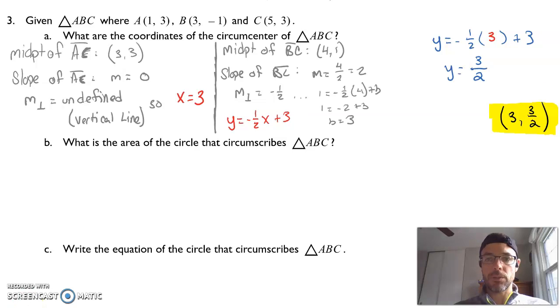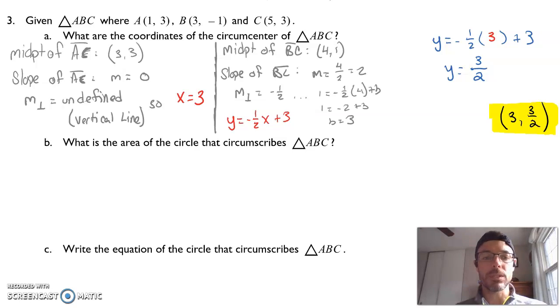From here, I solve the system to find the coordinates of my circumcenter. Plug 3 in. X is definitely 3. Substitute in 3. I get y is 3/2. The circumcenter is at 3, 3/2. Now, I want to find the area of that circle. Well, the area of a circle is pi r squared. Now I need the radius. The radius is going to be the distance from the circumcenter to any vertex. That's a distance formula problem.